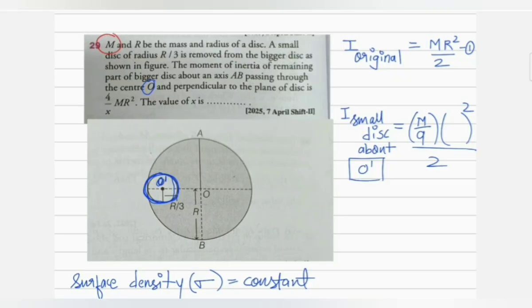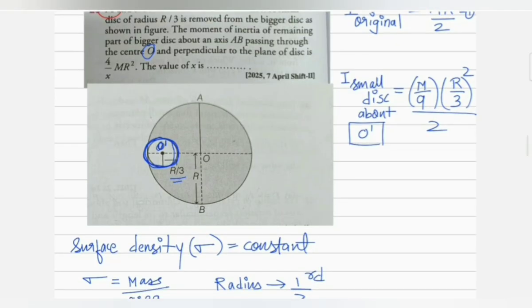Into its radius, what do you see, students? r by 3. The whole square will remain as it is. In fact r by 3 the whole square, the whole upon 2, okay. So this will look like, after solving, this is m, into r square divided by 9 into 3 square, which is 9 into 9, 81, and doubling 81 you get 162. Everything is fine till here, students. You used mr square by 2 for the smaller disk, but this is about center O dash.